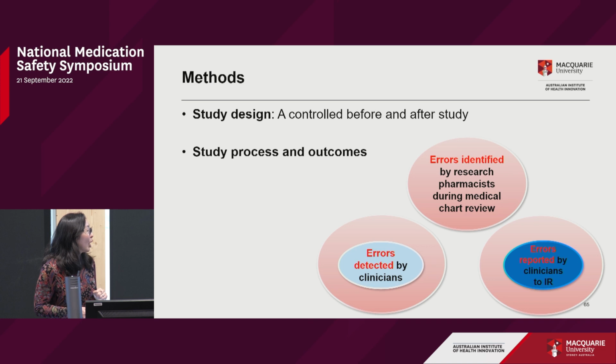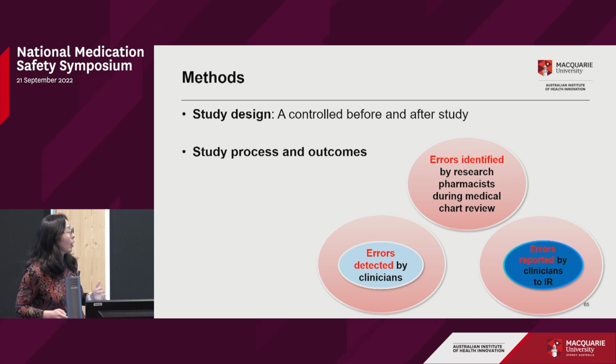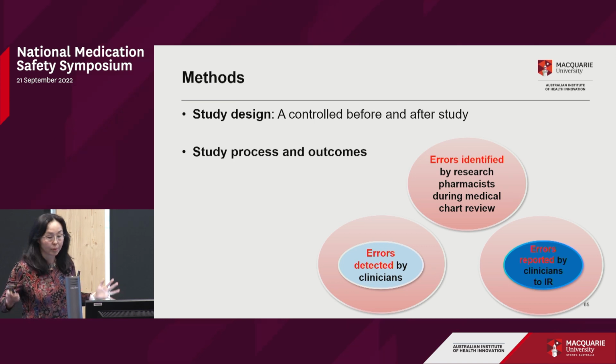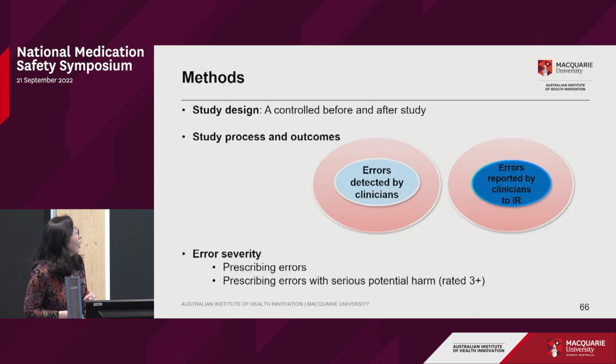The outcomes we're looking at are the proportions of errors detected by clinicians out of all the errors identified, and also errors reported by clinicians out of all the errors identified. We're also looking at the difference for errors with serious potential harm, so error severity scale 3 and above, as Aaron again explained very nicely.